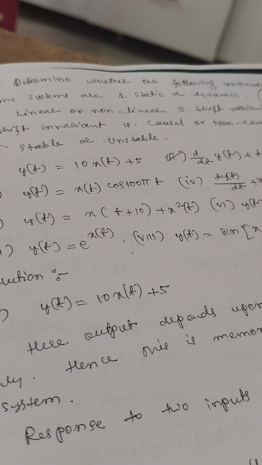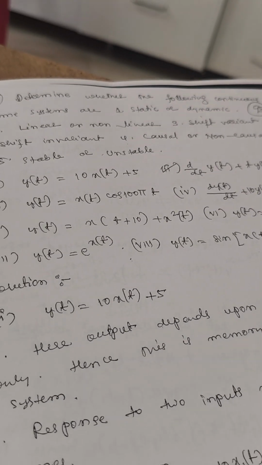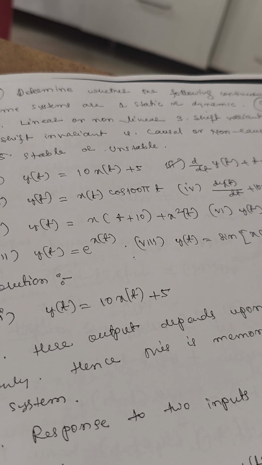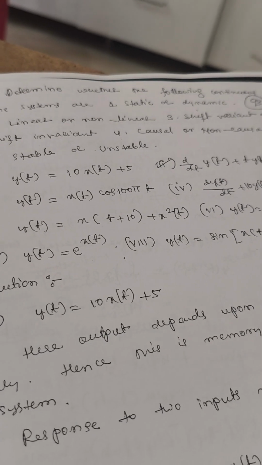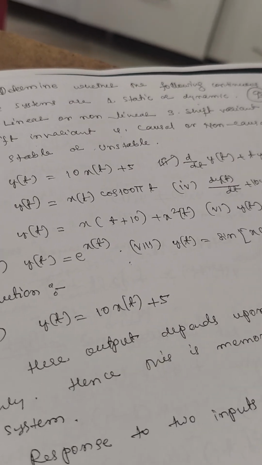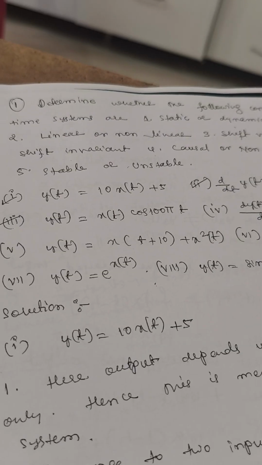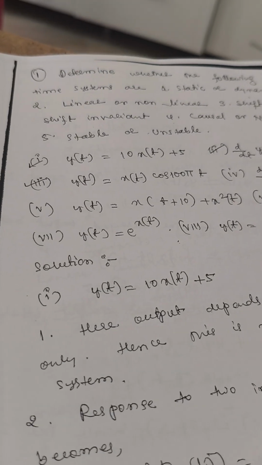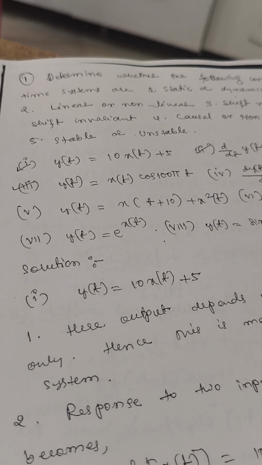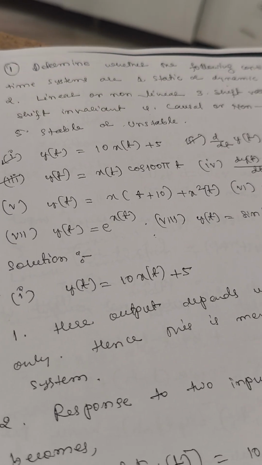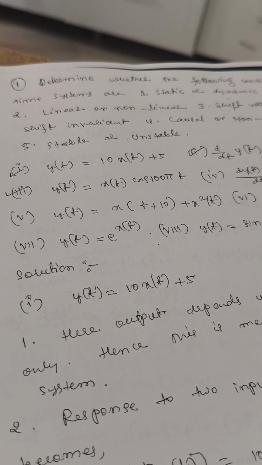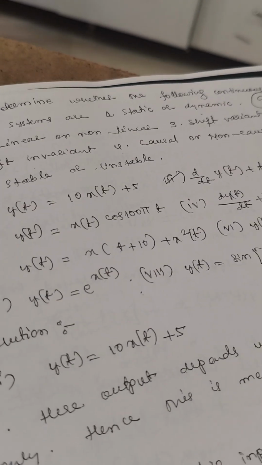Today we'll solve some problems and we'll come to know whether a particular system is stable or not, causal or not, linear or non-linear, time invariant or time variant. All that we'll discuss today with an example, and we will find out whether the system fulfills all the following properties.